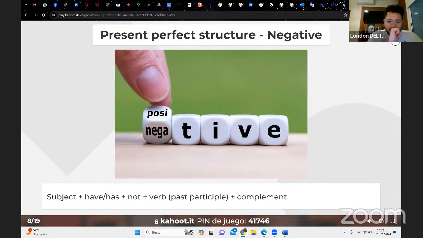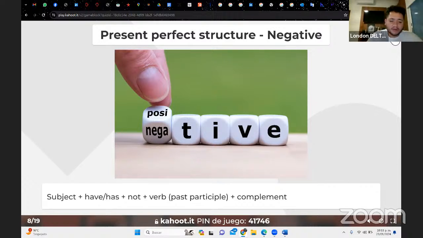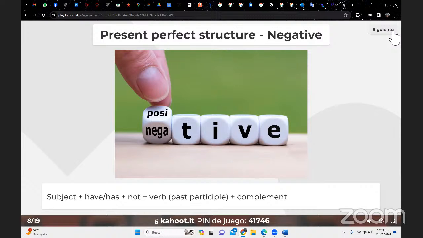So the next slide, vamos a leer la siguiente, esta es como otra diapositiva. Can you please help me read, Daniela? Vamos a leer esta diapositiva, please. Present perfect struct negative. Subject más have o has más not más verb más past participle más complemento. Very well.